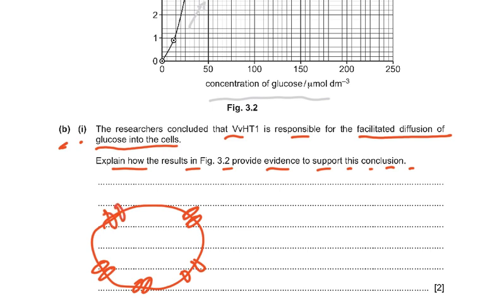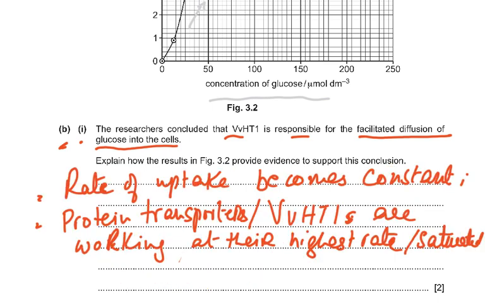In the beginning, maybe only one channel protein was being used, then a second, then this one, and a time comes when all of them are being used. So that is why the rate increases and then it becomes constant. Because all the transporter proteins are working, or you can say they are saturated, or the number of protein carriers is the limiting factor. So the rate of uptake becomes constant at high concentrations above 150 micromole dm cube. That is 1 mark.